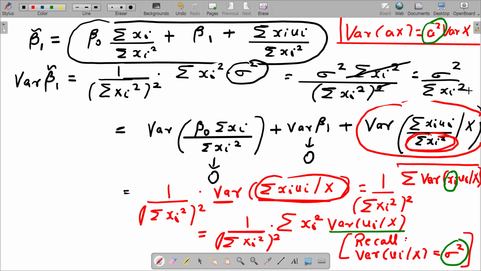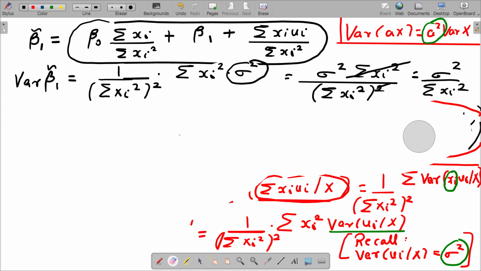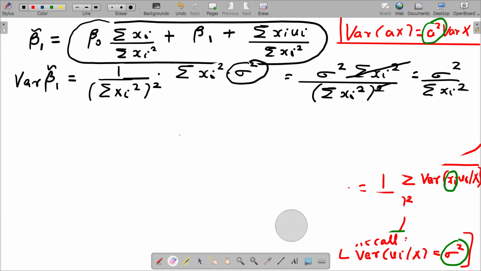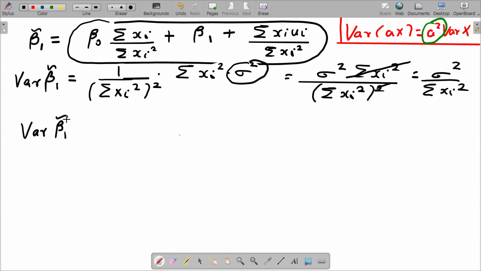Okay, so hoping students have understood this. So I can finally write my answer now. If I erase all this off, I can write that variance of beta 1 tilde conditional on x comes out as sigma square over summation, as i goes from 1 to n, xi square.